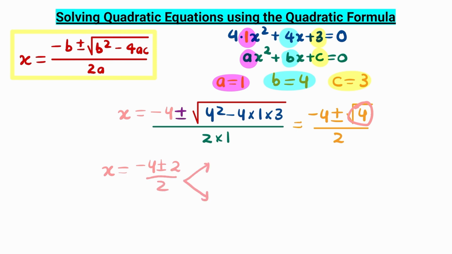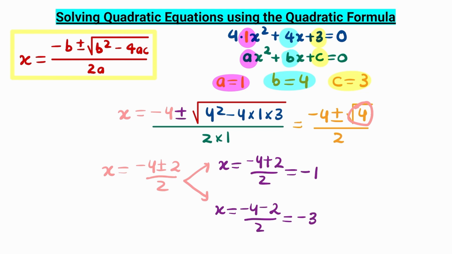Now we can take two solutions out of this. x equals minus 4 plus 2 over 2 and x equals minus 4 minus 2 over 2. Minus 4 plus 2 is minus 2. Minus 2 divided by 2 is minus 1. And then in the next solution, minus 4 minus 2 is minus 6. Minus 6 divided by 2 is minus 3. Those are the final answers.